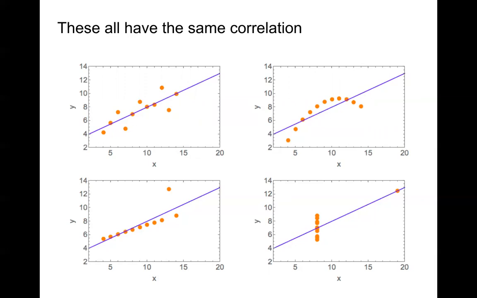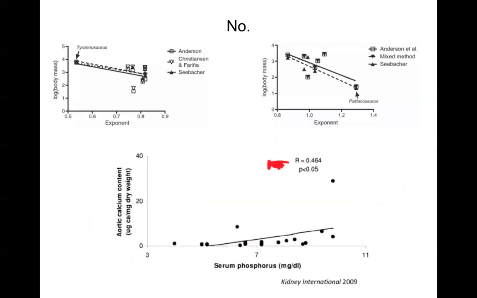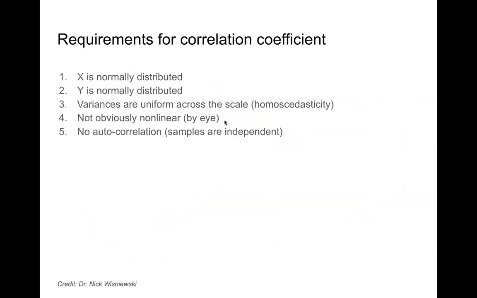Not obviously nonlinear. It's a linear correlation coefficient. It only applies to linear data. You can put it in and you will get a result, but it will not be valid. So not obviously nonlinear by eye, because you don't really know. If you zoom out, lots of things are nonlinear. The effect of a protein on cell function is linear over some region, but it's sort of sigmoidal overall, right? So it matters. It's pretty close.